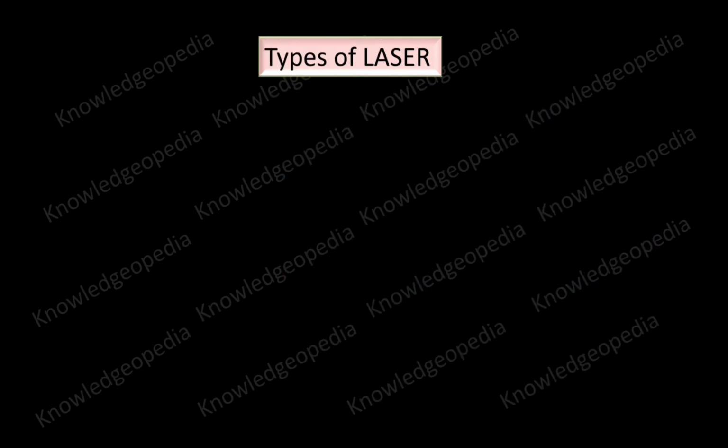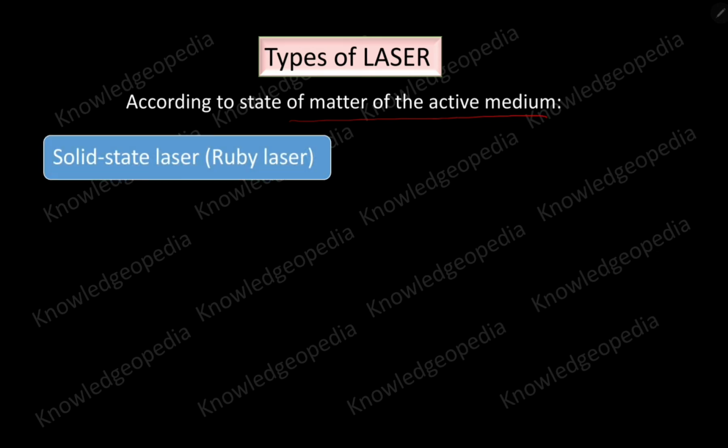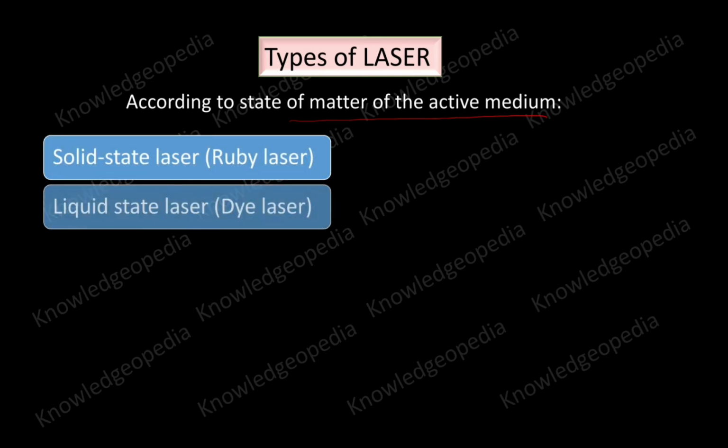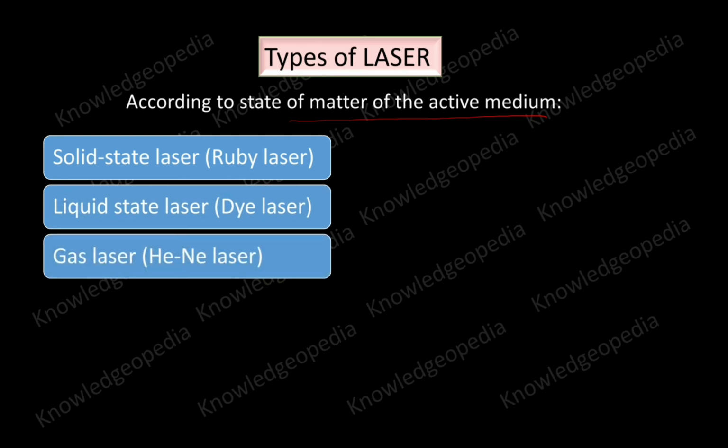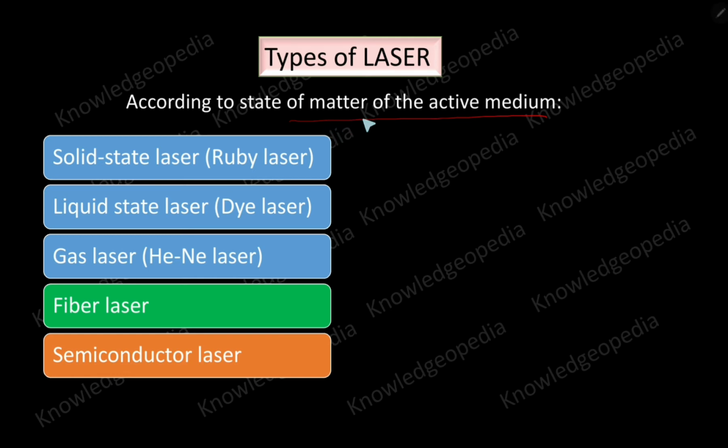Now coming to types of laser, this we have already discussed in the previous unit. According to the state of matter of the active medium of the laser, we have different types of laser. First one is solid state laser, then liquid state laser, gas laser, fiber laser and semiconductor laser. These are the broad classification of lasers based on the state of the matter which is used as the active medium in the laser, right?